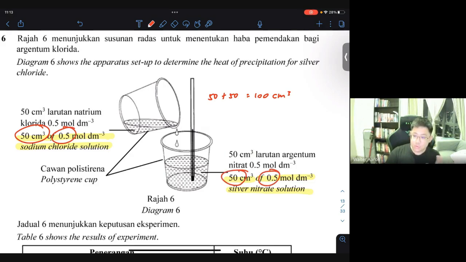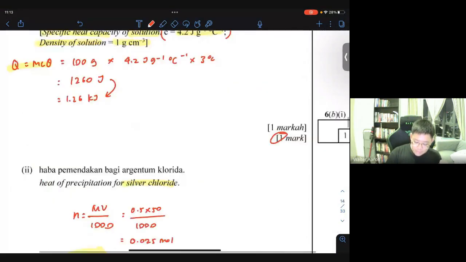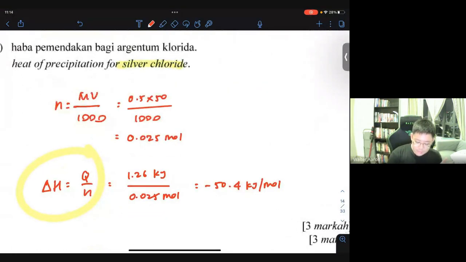So if we get these two together, the volume and the concentration of the solution, right, based on the equation, they are all in a 1-to-1 ratio. So if you can calculate the number of moles of either silver nitrate or sodium chloride, you'll be able to get the number of moles of silver chloride being formed. Okay, so I took any of those, it doesn't matter. 0.5 mole per dm cube, 50 cm cube, divided by 1,000. So that's MV over 1,000. That's to calculate number of moles. Then I realized that the number of moles is 0.025 moles.